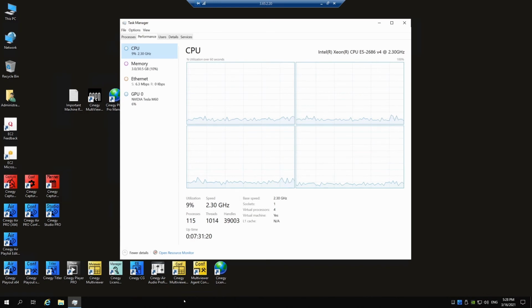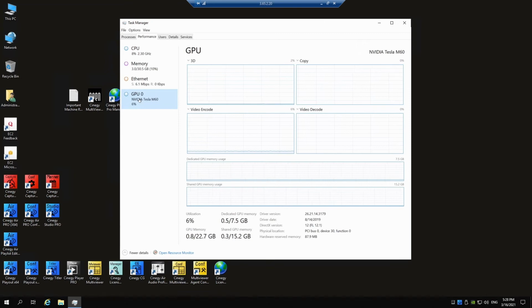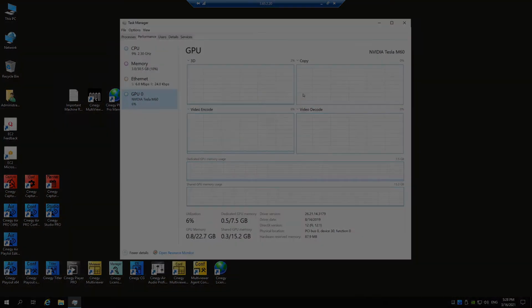Okay, so before we turn on any air engines, let's have a quick look at how the machine is sat at basically idle. So we can see we've got a CPU load of around 10% on average, and the GPU is sat there just trundling along at about 6%.